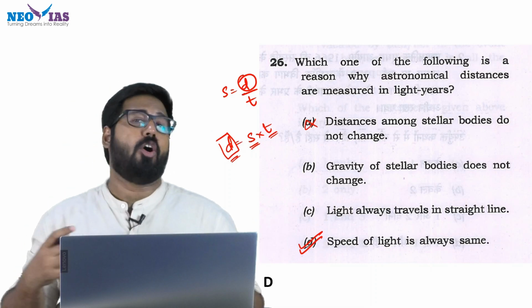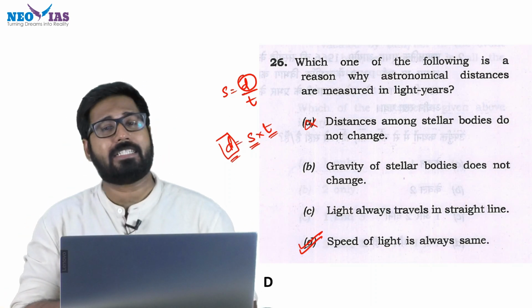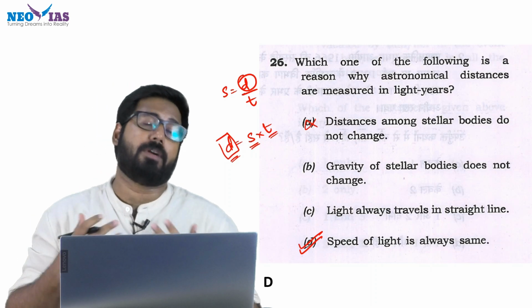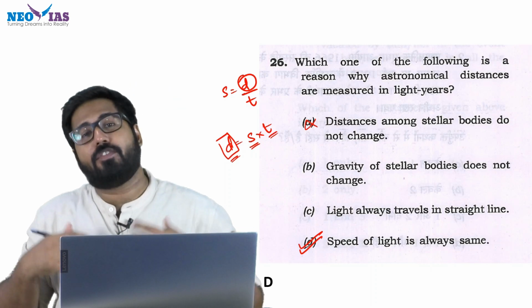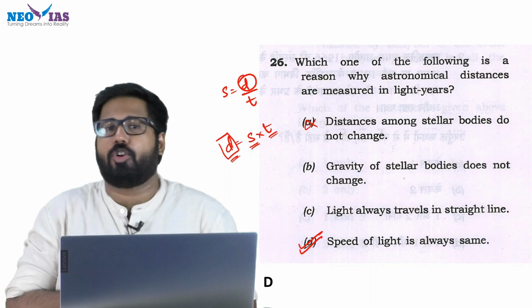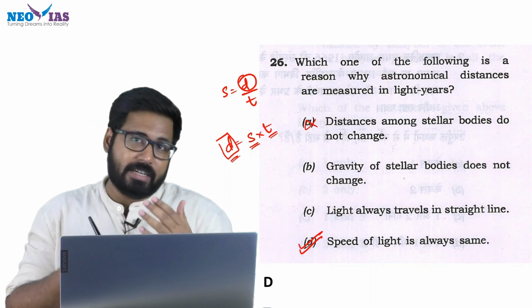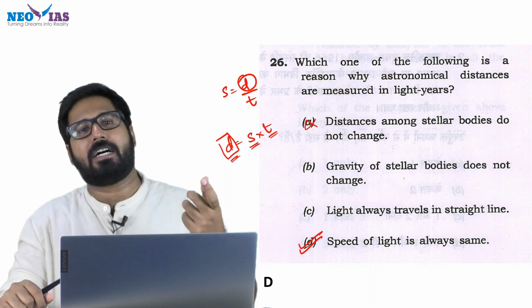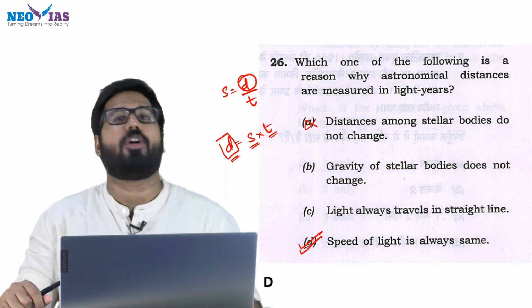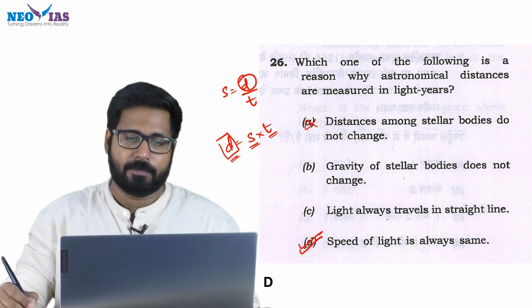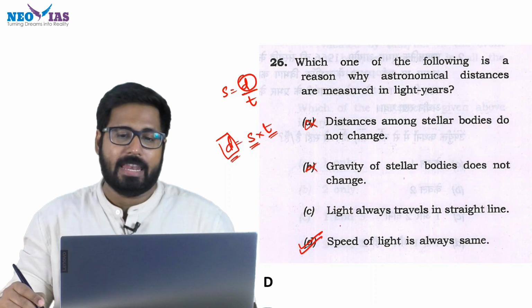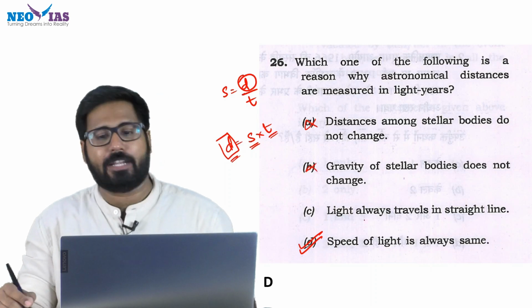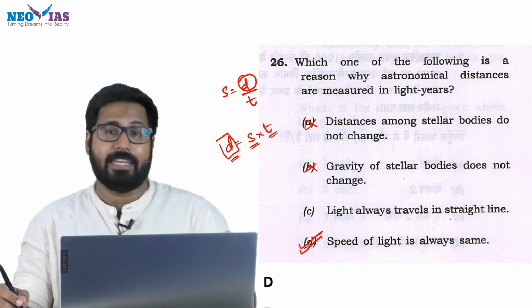Sometimes new objects or different bodies can collide with each other and form one particular new body, and with that more amount of mass, the gravity automatically will change because gravity is a function of the mass of that particular object. So if an increase in mass happens, then the gravitational pull of that object also will increase. So that is also wrong. The third statement, light always travels in a straight line. This is not true.